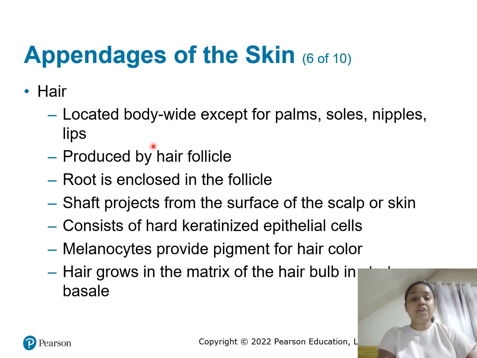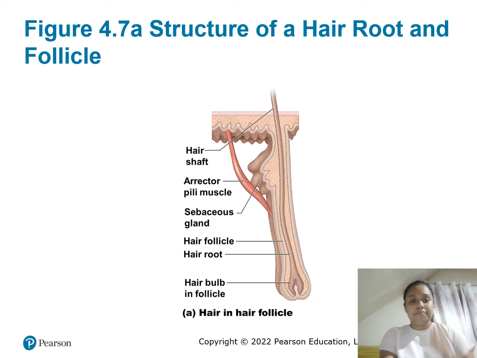Okay, so next is your hair. There's hair everywhere except for your palms, your soles, your nipples, your lips. You know where your hairs are. Hair is produced by your hair follicle. The root of the hair is enclosed in the follicle, and the shaft projects on the surface. Now, your hair is made of hard keratinized epithelial cells. The melanocytes provide the pigment, and the hair grows in the matrix of the hair bulb in your basal layer.